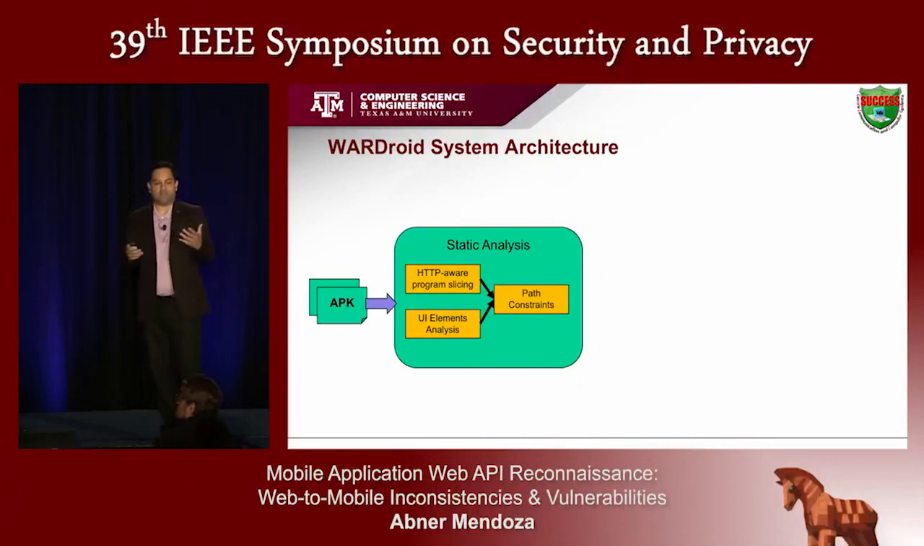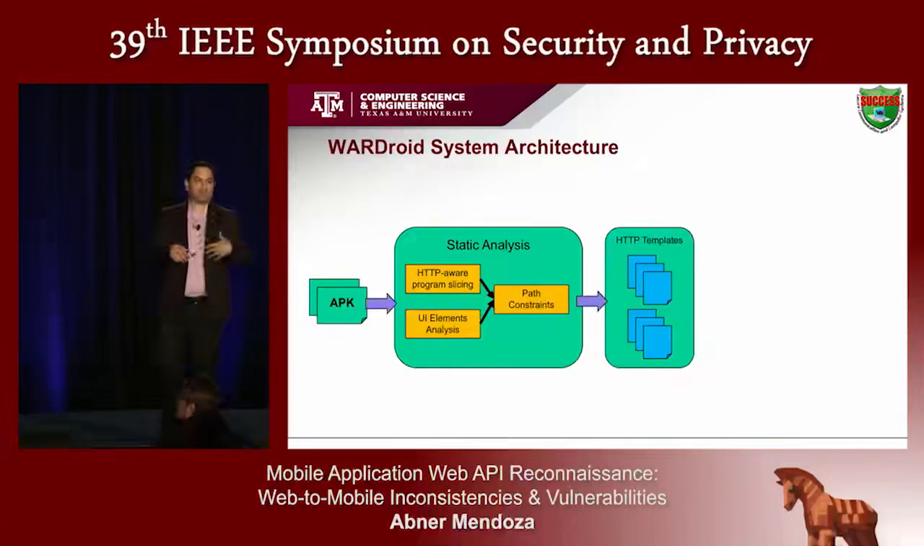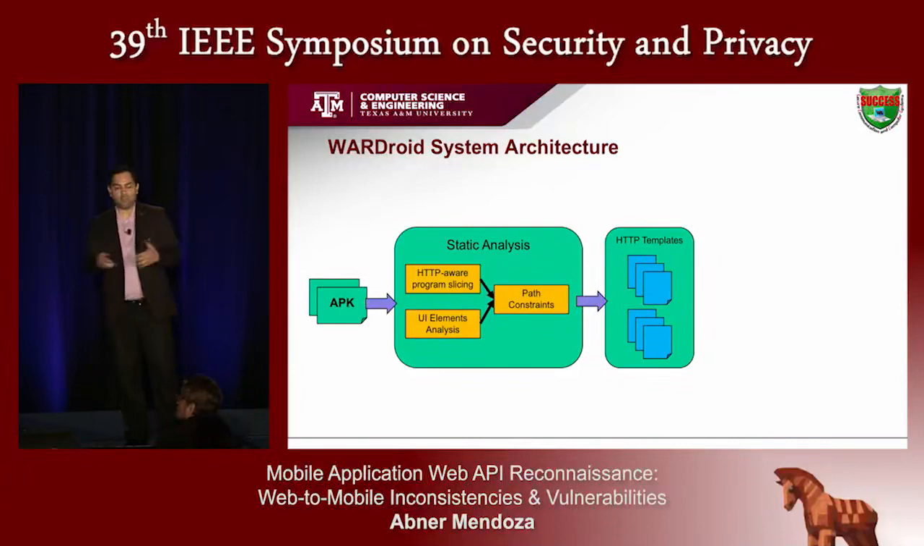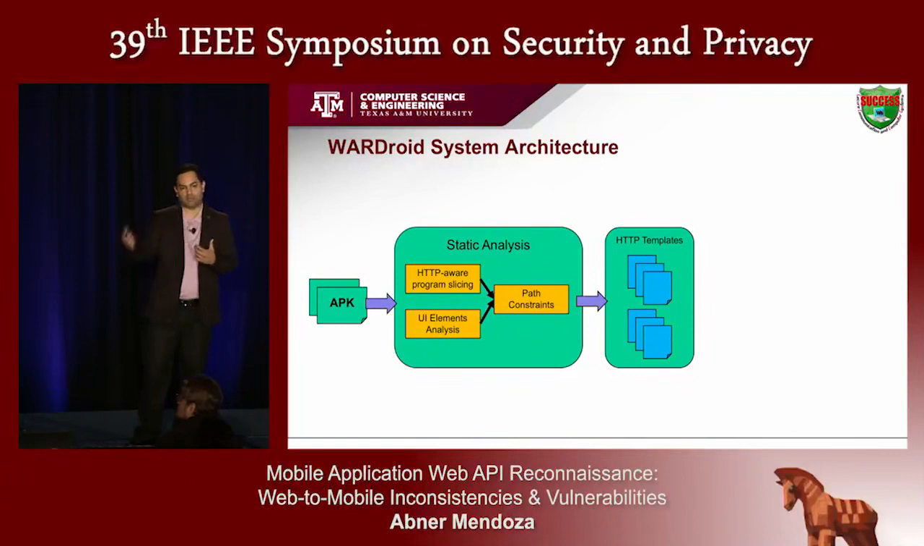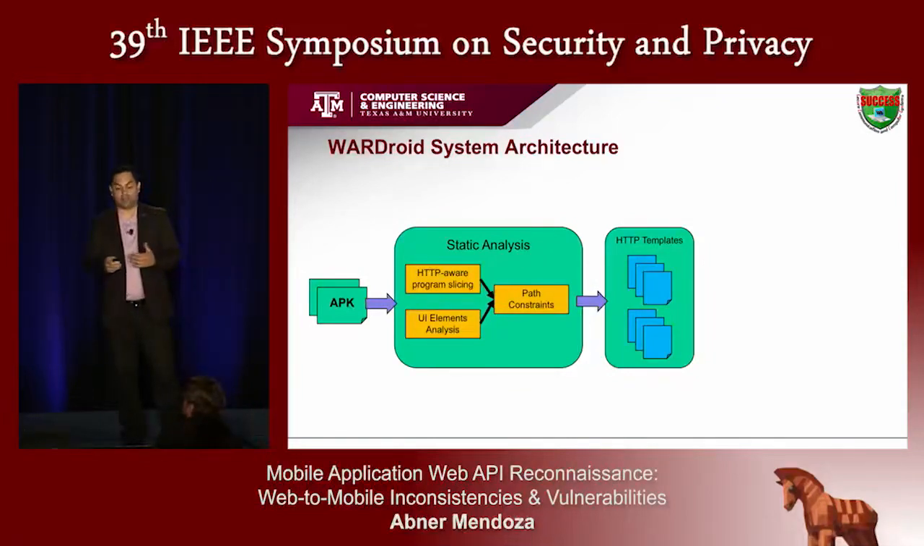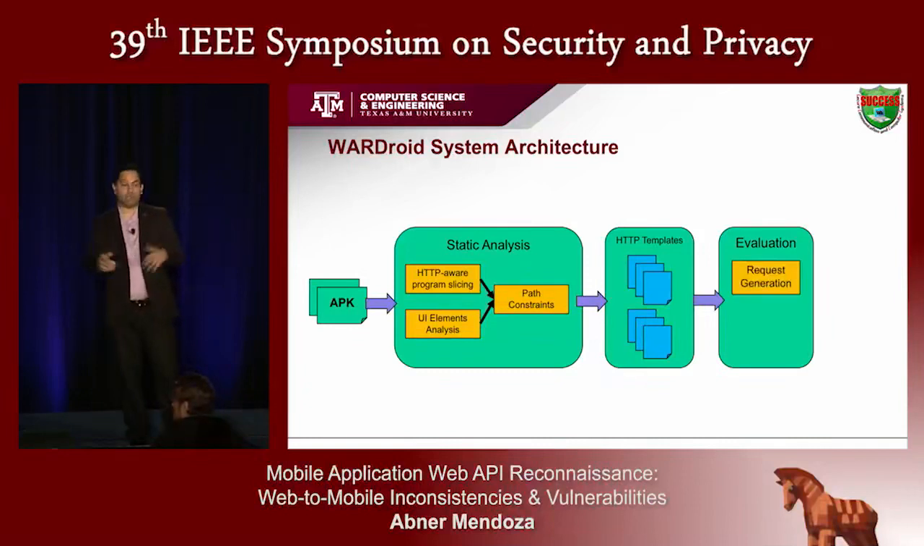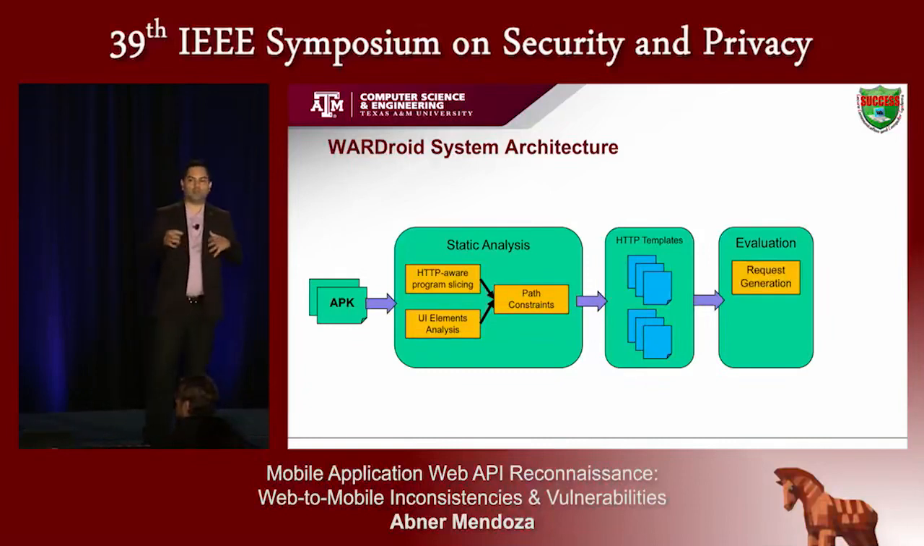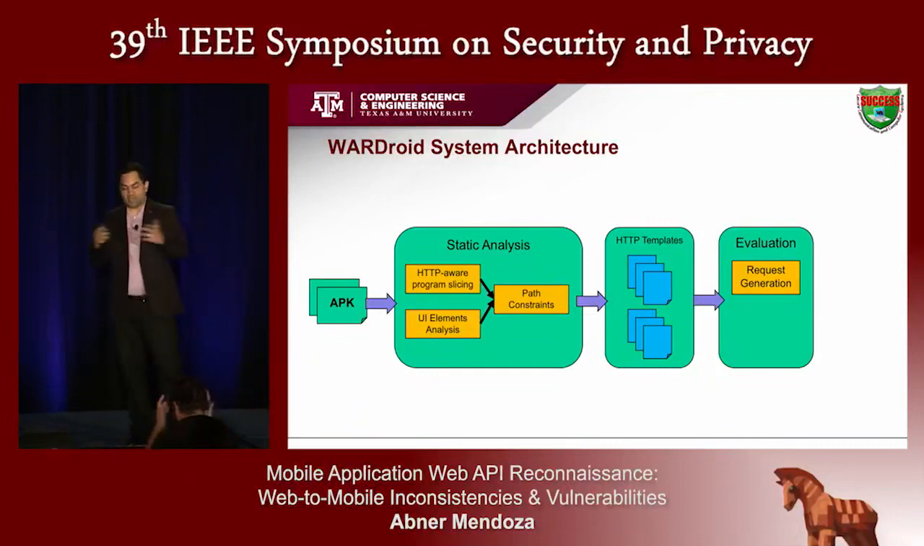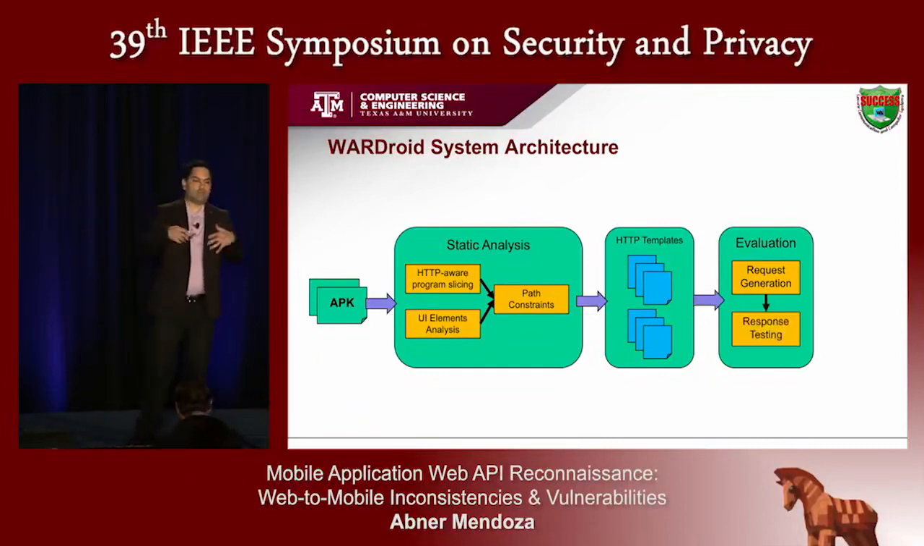And so this gives us a set of path constraints, right? And using those path constraints, we can build these HTTP templates, which are guides to how valid requests to the API server might be constructed by the app. Then we use these templates in our evaluation module, which generates some requests, both valid and invalid from the perspective of the constraints that we observed in the app. And then we do some testing on the responses, right?